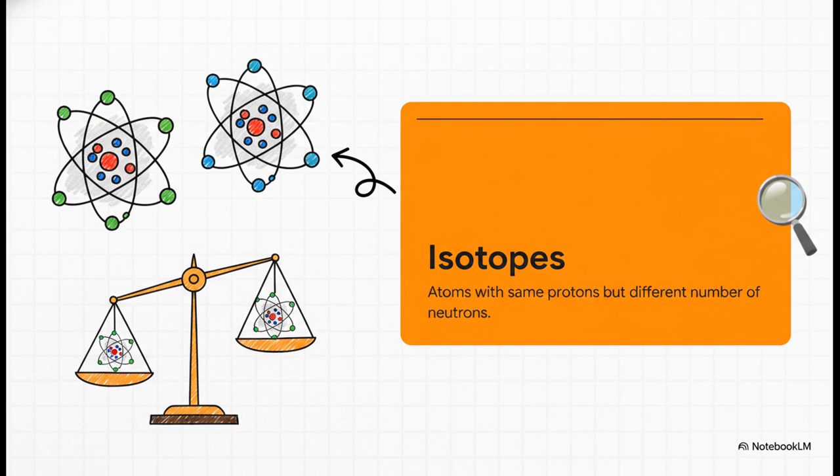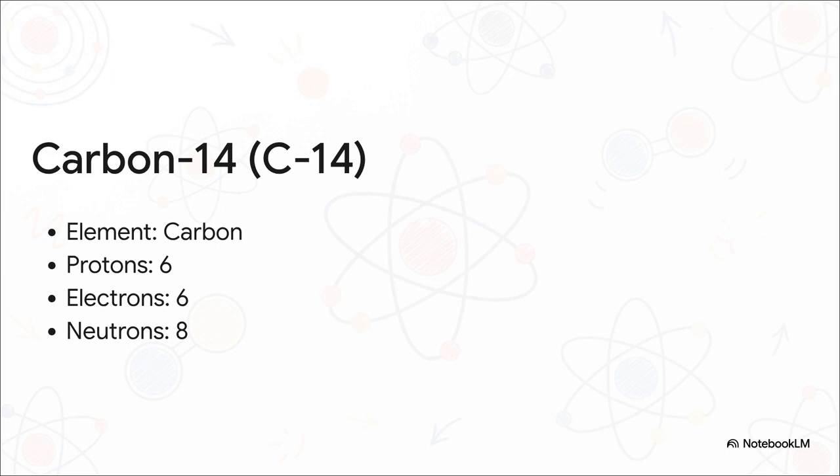Because the protons are identical, the chemical identity of the atom hasn't changed one bit. It acts exactly the same in chemical reactions. But because it has those extra neutrons, it's literally just a heavier twin. Same identity, different weight. To really ground this, let's look at a super famous one, carbon-14.